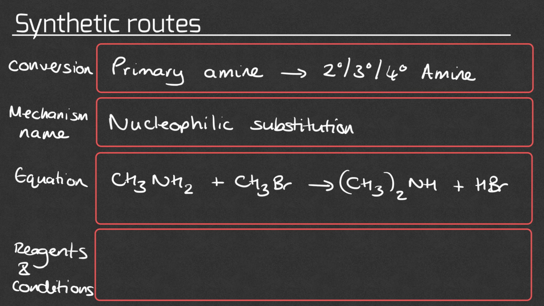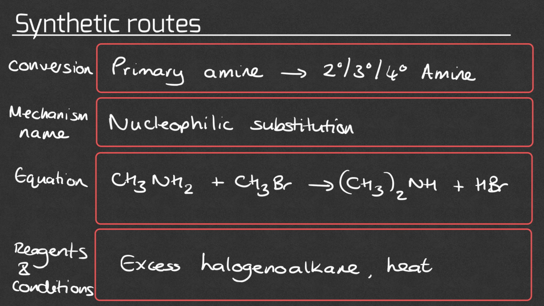And an example equation would show, in this case, a primary amine reacting with a molecule of halogenoalkane to produce a secondary amine, as we've now got two CH3 groups attached to the amine, and a molecule of HBr. The reagents and conditions for this reaction would be using excess halogenoalkane, so there are multiple halogenoalkanes available for the amine to react with, and heating this reaction up.